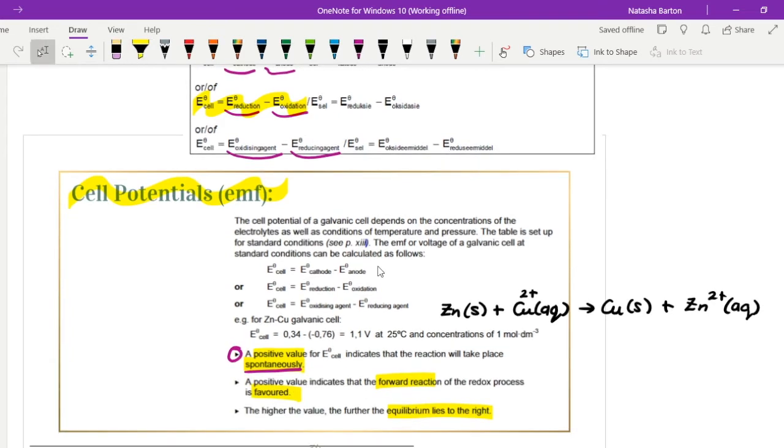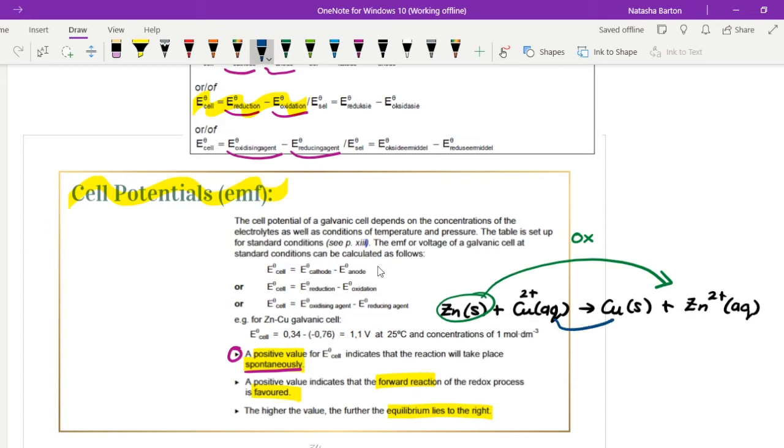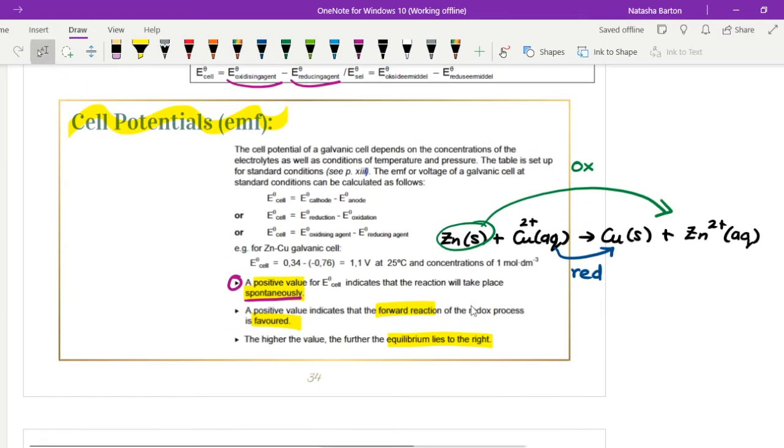So if we're looking at the zinc copper half cell, remember in this cell, my zinc forms zinc ions. So it is the substance that is oxidized. And we find that the copper ions form copper solid and are reduced. They gain electrons.